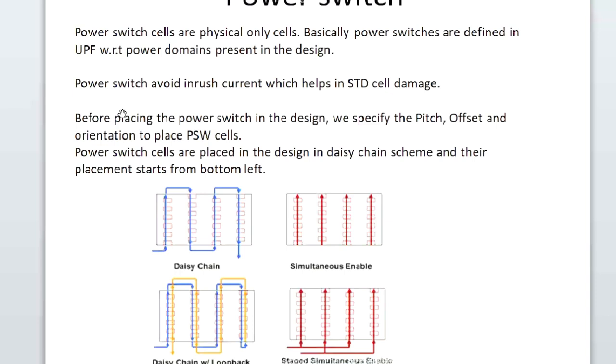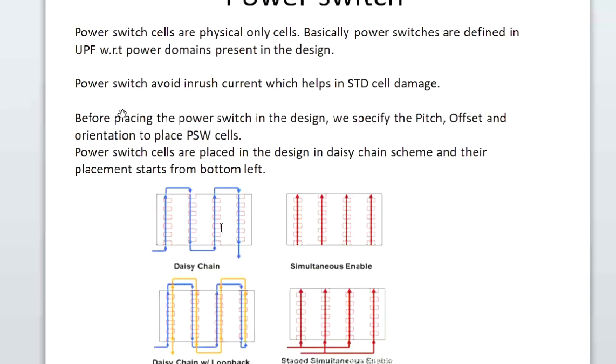While we are placing the power switch, it helps to avoid the ingress current and instantaneous damage. So this is how it helps, and basically it will be placed in the design. It will spread all over the design.